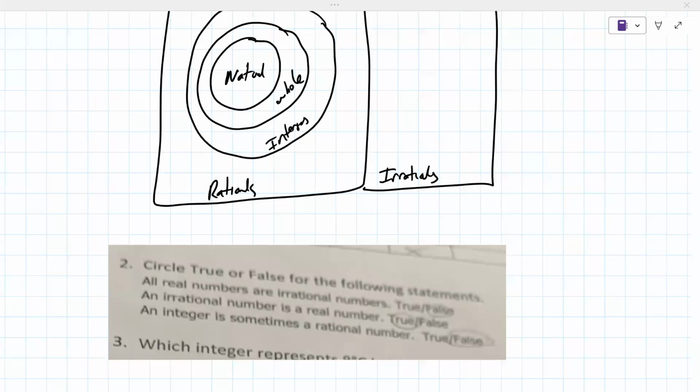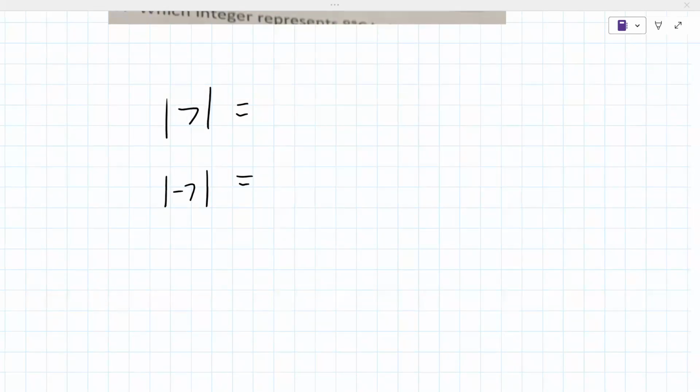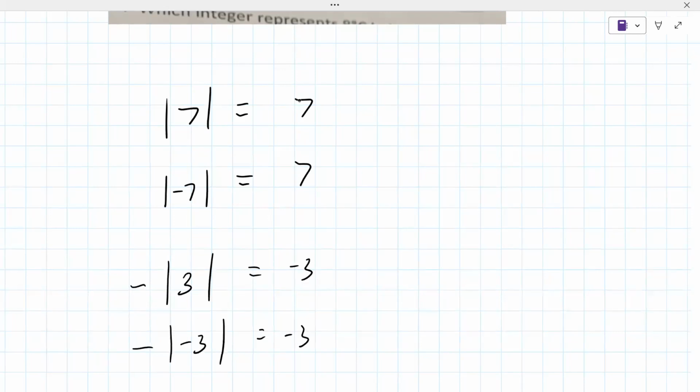Okay, so let's do a couple of absolute value problems here. Give me the absolute value of 7 and the absolute value of -7. What do these become? Both those would be 7. Yes. So the absolute value part always returns 7, but if I put a negative in front, -3. Yeah, -3 and then -3. So you just gotta be very careful about the difference here.